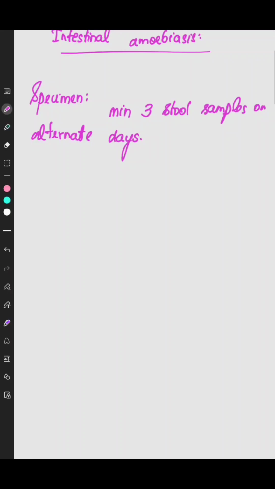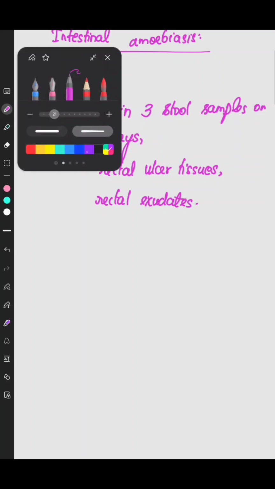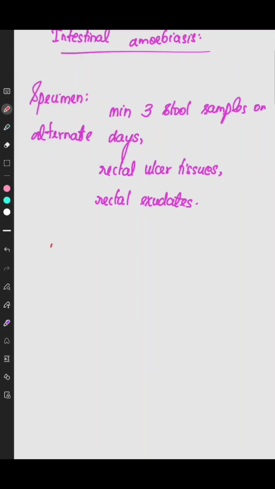Now let's see the laboratory diagnosis. For the specimen, you should collect a minimum of 3 stool samples on alternate days. And you can collect rectal ulcer tissues or rectal exudates. Now let's do the stool macroscopy. The amoebic stool will be foul smelling and copious in amount. And the color will be dark red, mixed with blood and mucus.